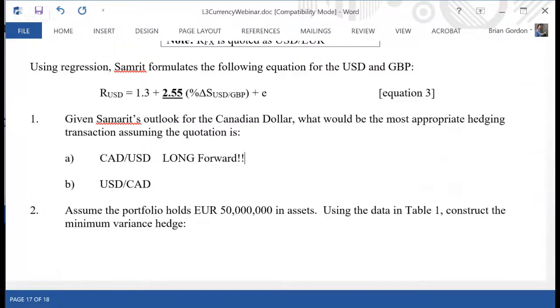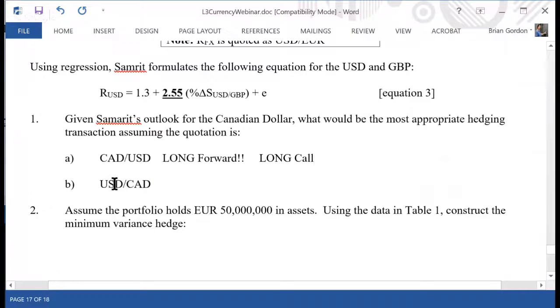Okay, so boy, oh boy, wow, don't get bent out of shape here. What about for options? What would I want to do for options? I could go long a call option. And that means I'm going to buy the US dollar, selling Canadian.